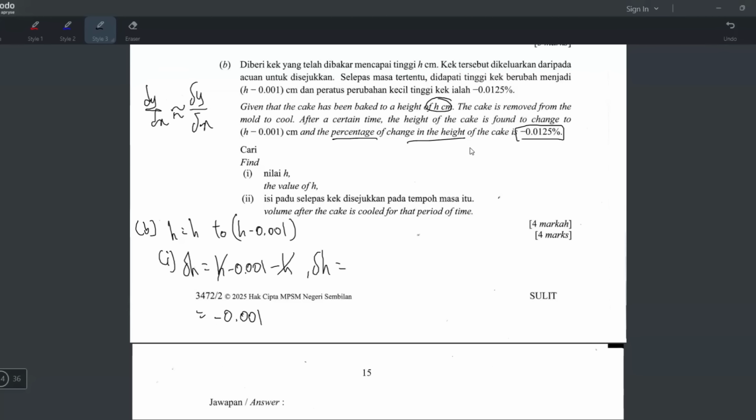The method is, because the percentage change formula is you take the delta, you take the new value minus the old value over the old value times 100.